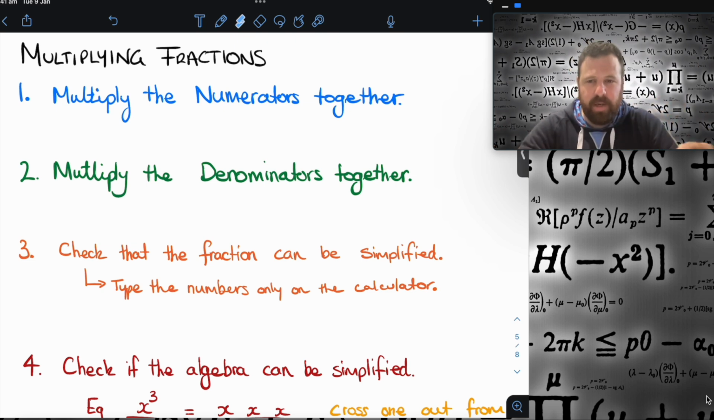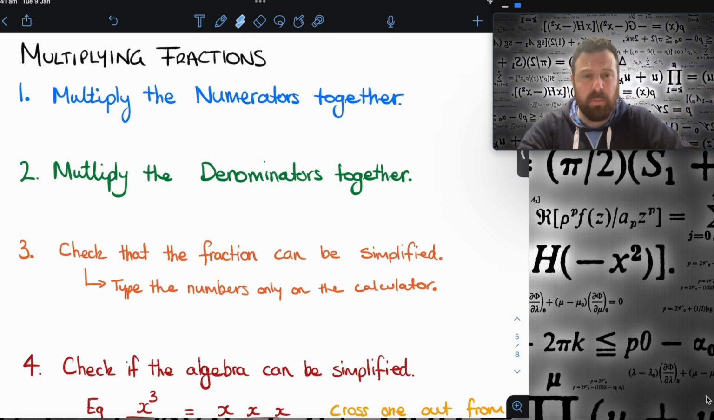After I've multiplied numerators, I'm going to multiply denominators. Again, the same thing. Multiply the numbers together, multiply the algebra together, those pronumerals together. And again, leaving the power part to the very end.